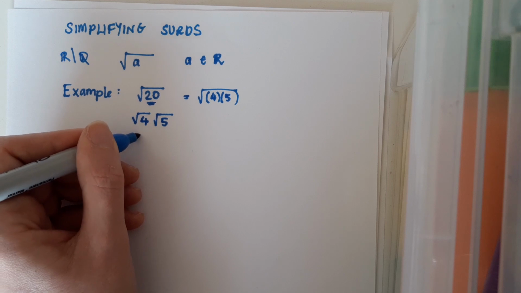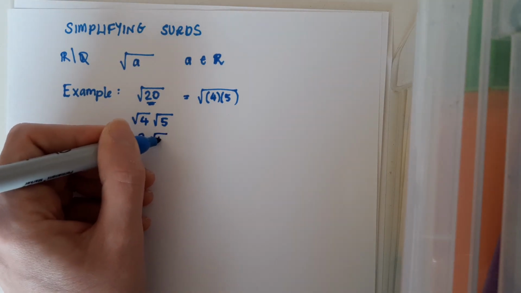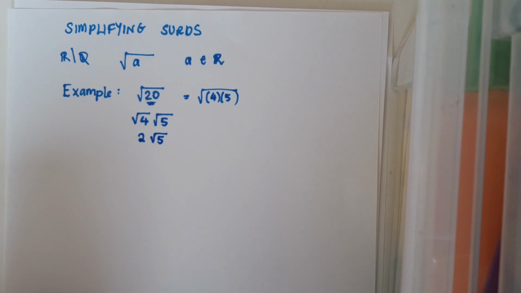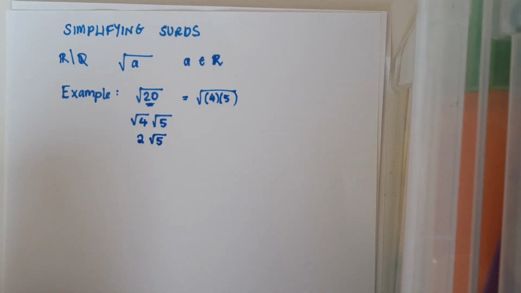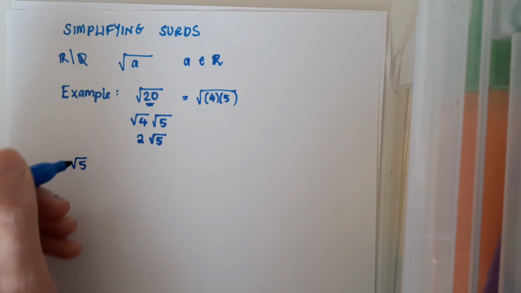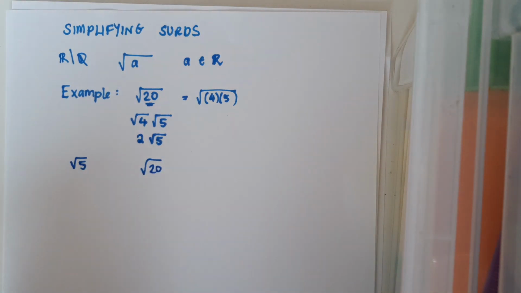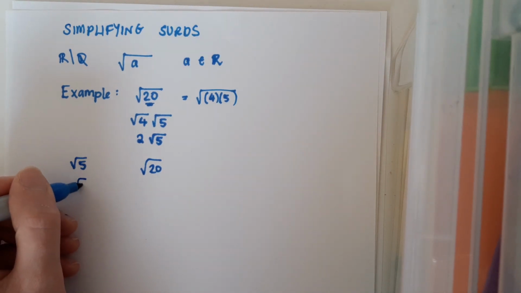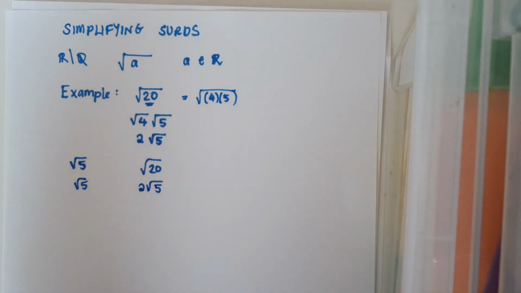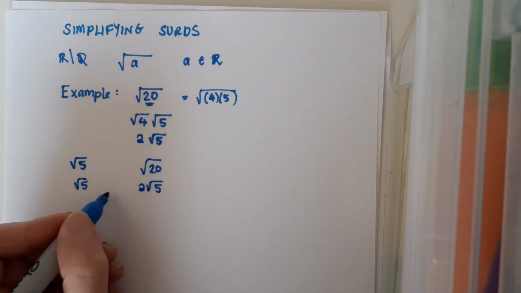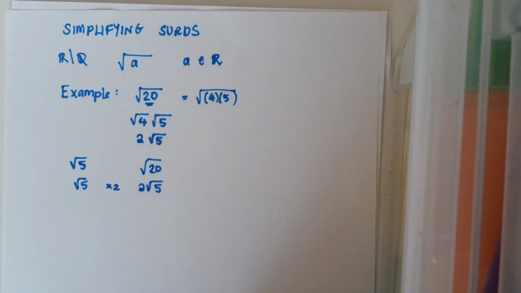So root 4, I can evaluate as 2. And of course, root 5 can stay the same. So root 20 can be simplified to 2 root 5. This can be useful when you're trying to compare the size of different surds, because when you look at, for example, root 5 and root 20, it's not immediately obvious how many times bigger root 20 is than root 5. But if you write root 20 as 2 root 5, you can then see that you need to multiply root 5 by 2 to get to 2 root 5. So 2 root 5 is twice as big as root 5.